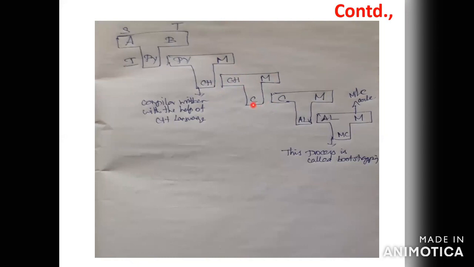But the CPU does not understand the C language. So I can create another compiler. So C is the source program. M is the machine code, the target language. So a compiler written with the help of assembly language. But the CPU does not understand assembly either. So what we'll do, I can create another compiler.